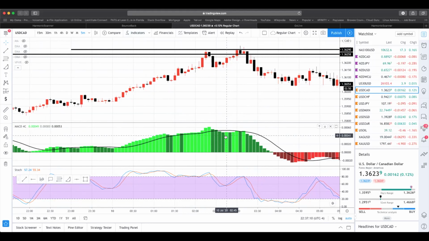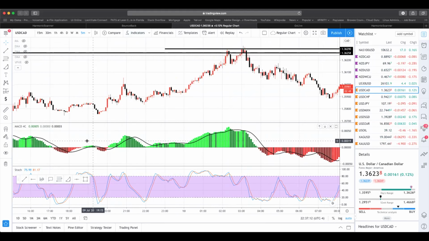Indicators show you momentum. Like this, MACD is a momentum indicator. It stands for moving average convergence divergence. It shows you momentum. It shows you flow. The stochastic is an oscillator. Oscillators show you when something's overbought or oversold. Notice when you got up here, you started getting in overbought territory. That means it's got to sell down to correct itself.